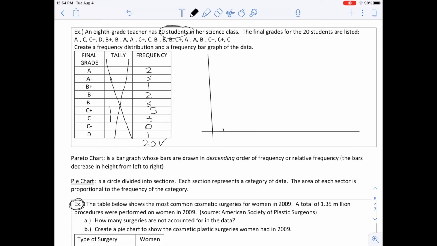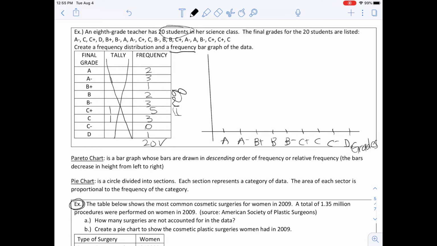So I'm going to go ahead and put lines on here for each of these. So we have an A minus, a B plus, a B minus, a C plus, a C minus, and a D. And these are our grades, so go ahead and label that. On the vertical axes, we are going to go ahead and put our frequencies in because it's asking for a frequency bar graph. So put frequency.